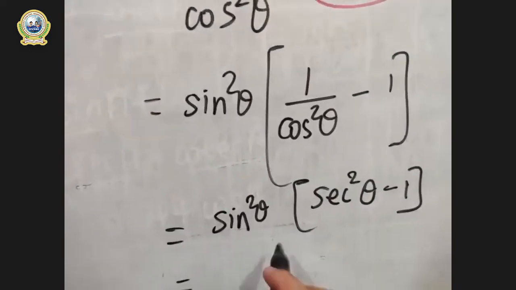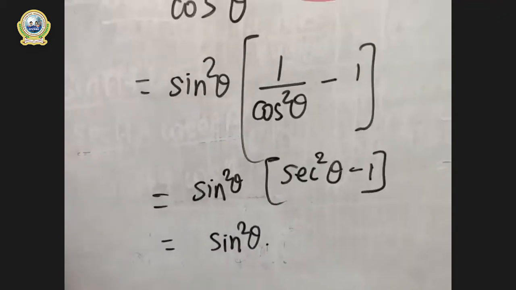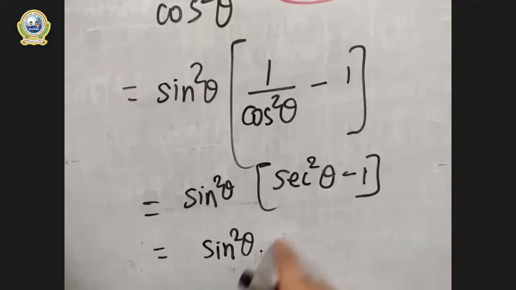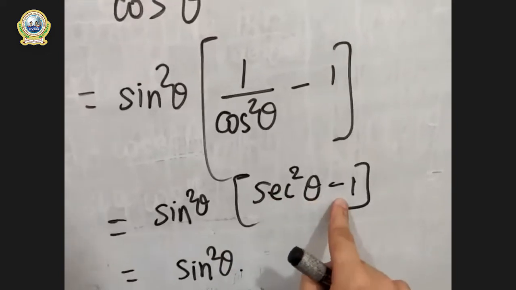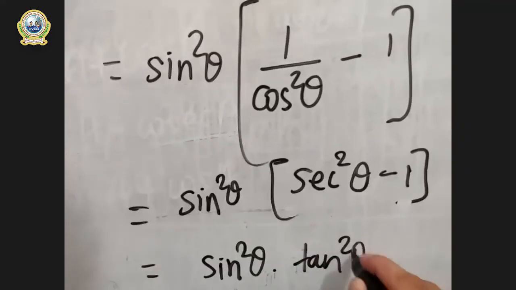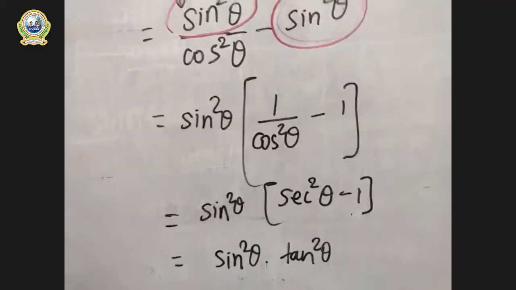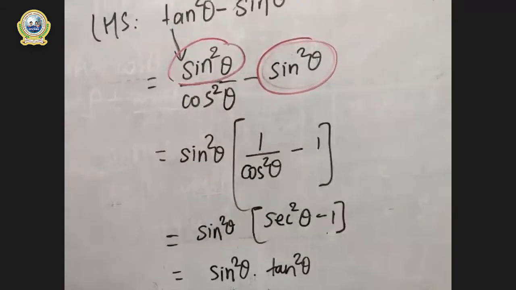So in the next step, the sine square theta is as it is, and there is a multiply sign, or you can write only a dot over here, and sec square theta minus 1. This seems to be your formula, right? Sec square theta minus 1 is the formula of tan square theta. Isn't it so? I think it is a formula. Look here, I have used 3 formulas over here.